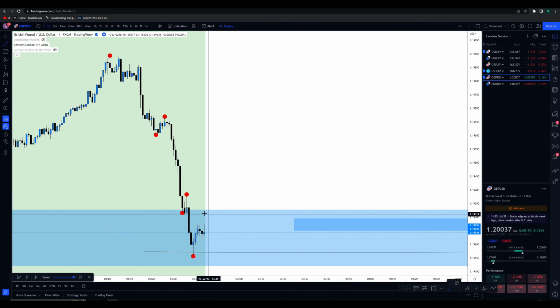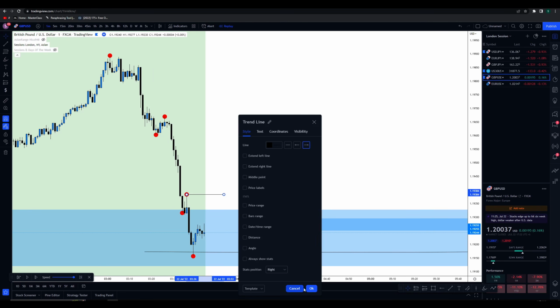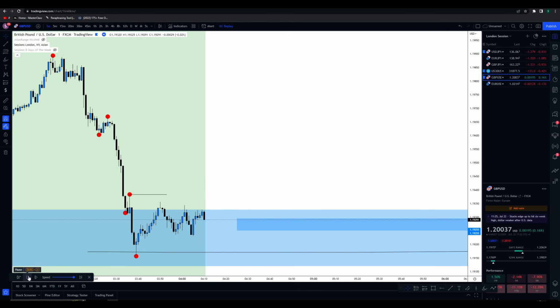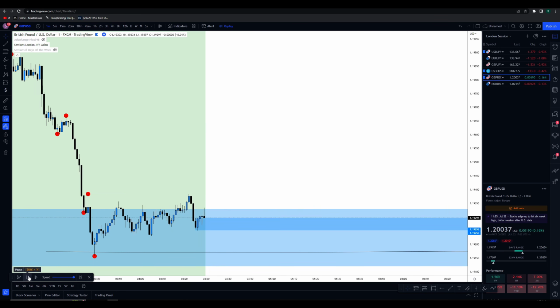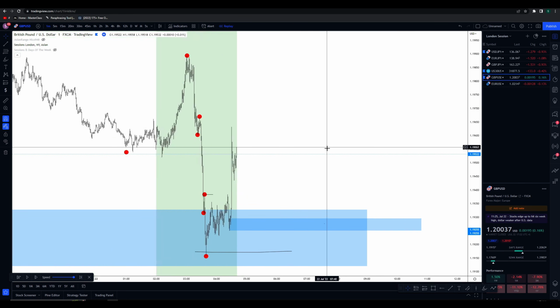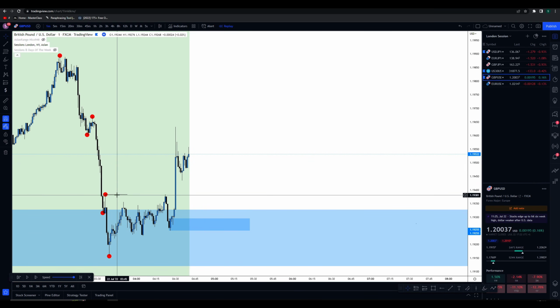So at this point I was merely waiting for a break of structure, a break of supply right over here. Let's put this out. And was it here? Yeah, right over here we had that break of supply. Once I saw that break of supply, I automatically knew where the market was heading, right? I automatically knew where the market was heading.